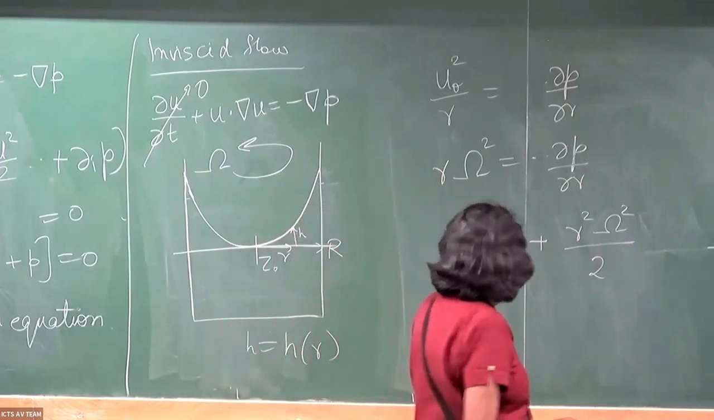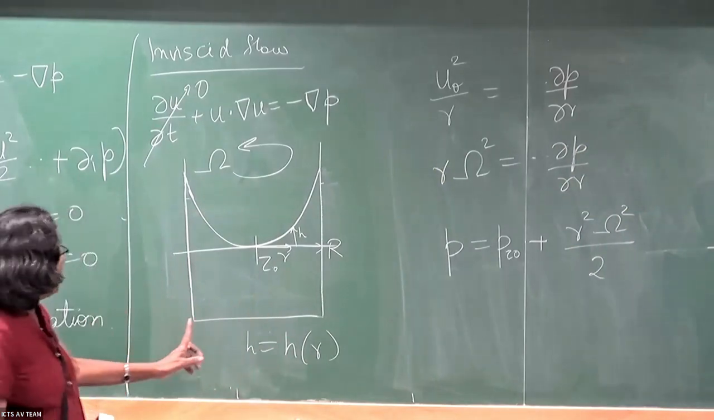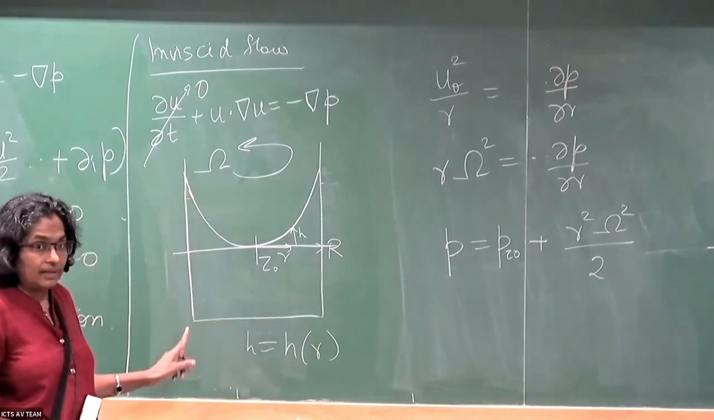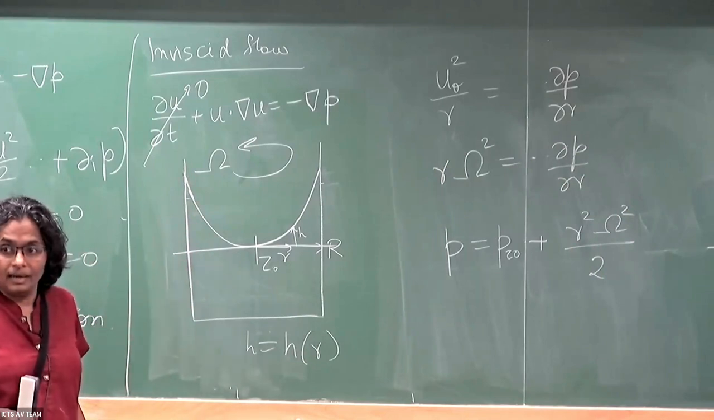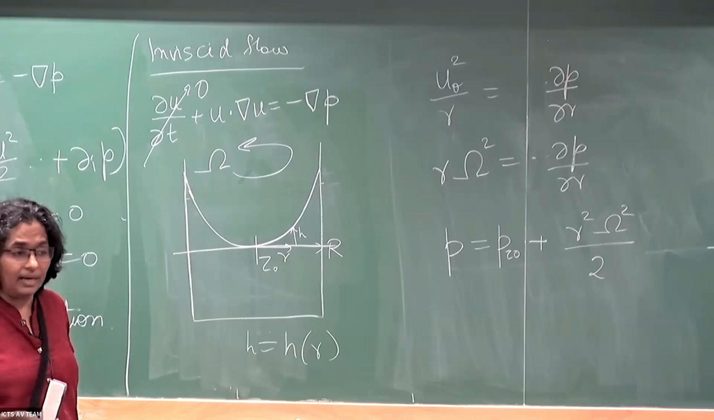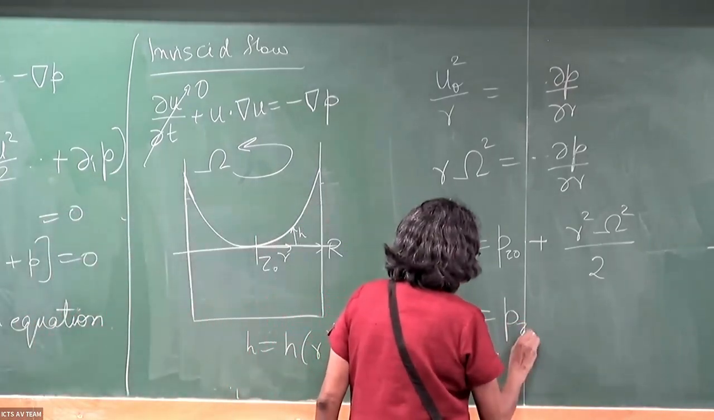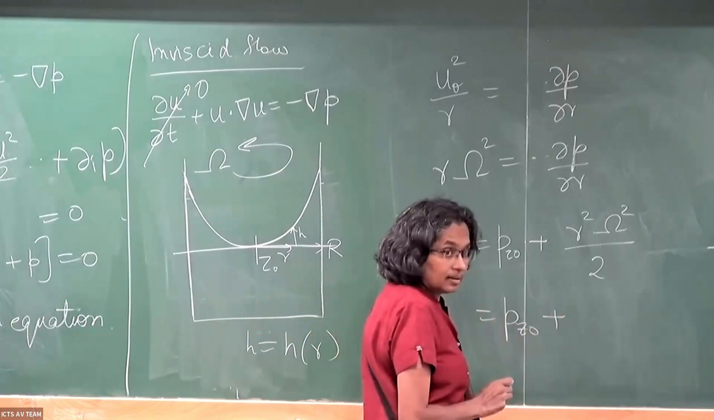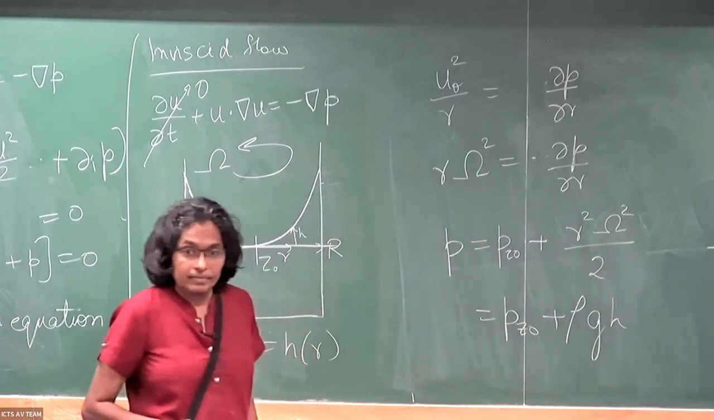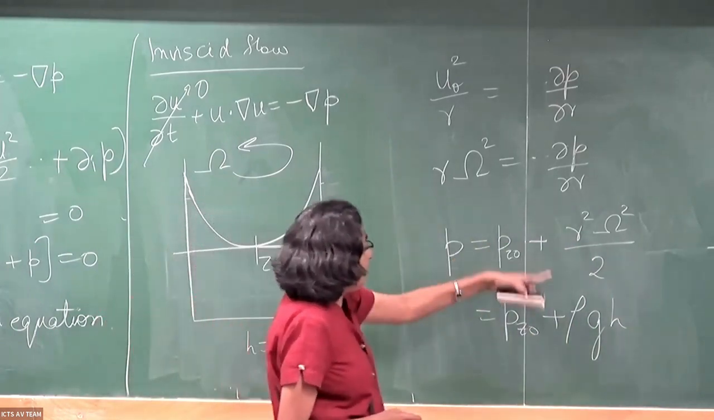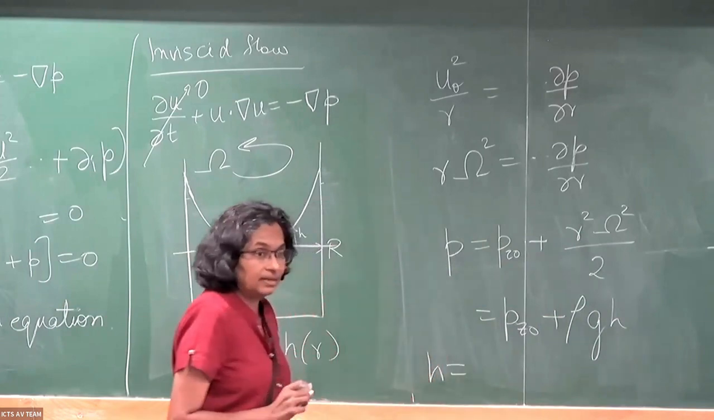So basically, I've got this. Now, if I take the balance in that direction, nothing is moving in that direction, right? So it's all hydrostatics. Can I write hydrostatic pressure anyway? So the hydrostatic pressure will be P0 plus rho GH. Okay, so now what do I have? I have H as a function of R. H is equal to what now?